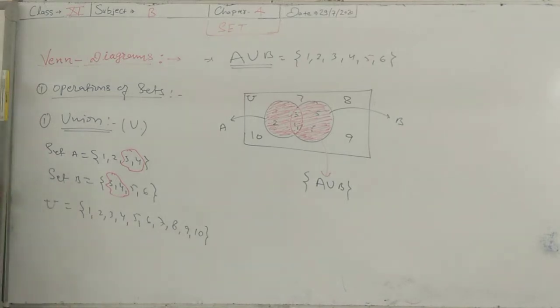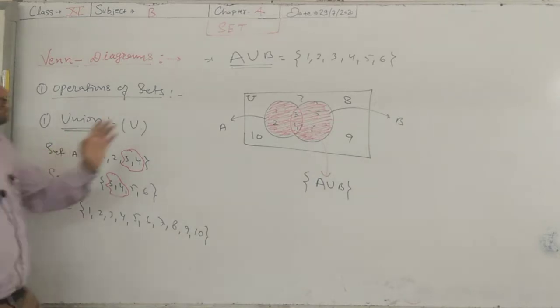We combine these two sets in the form of circles, and the universal set is represented as a rectangle containing the elements 1 to 10. Set A contains the elements 1, 2, 3, 4, and set B contains 3, 4, 5, 6. We draw a circle for set A and another circle for set B. The elements 3 and 4 are common between the two sets, represented by the overlapping part. After that we complete the drawing for the union.